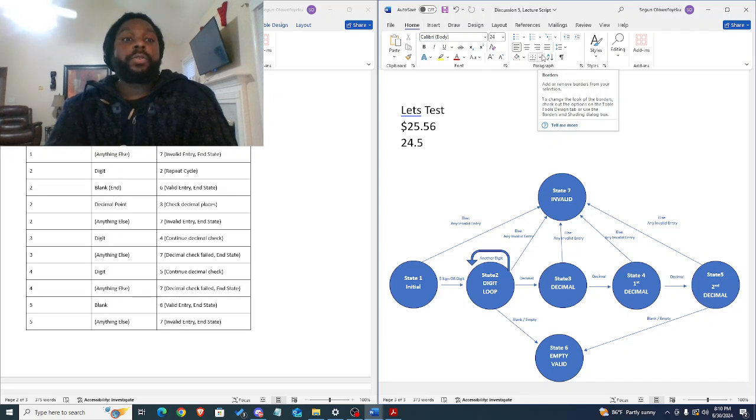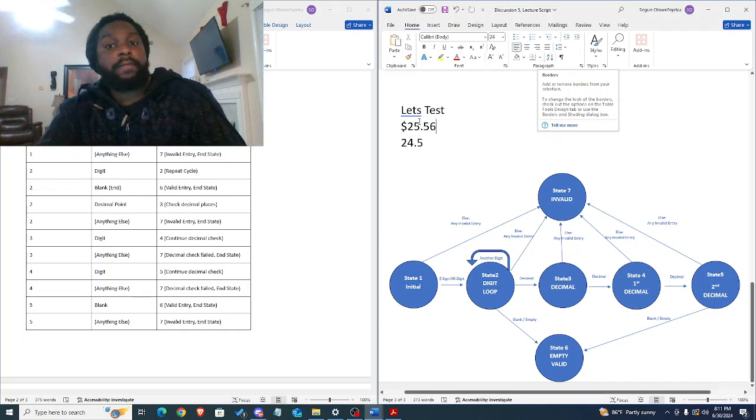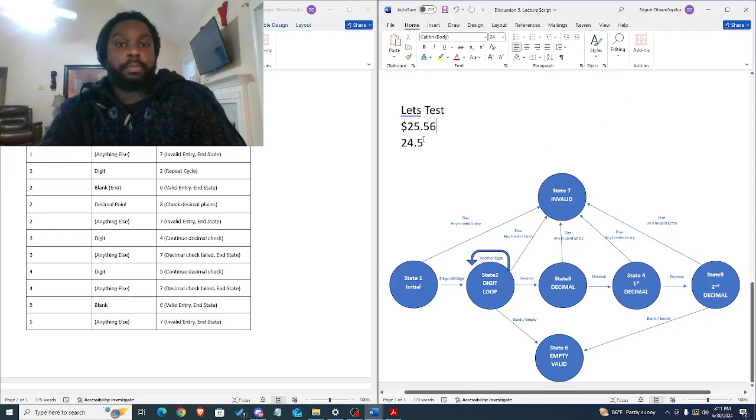I'm just going to give you an example of a state-based test. As you know from the book, a state-based test is any kind of test that you would use, say, if you needed to validate a series of steps or a specific entry. In my example, we're going to validate a dollar input. So let's say I've created a bank app and you can withdraw a certain amount. You have to write down a specific input, and the input has to be in the right format in order for it to be validated and accepted. So the two test examples I have are $25.56 and 24.5.